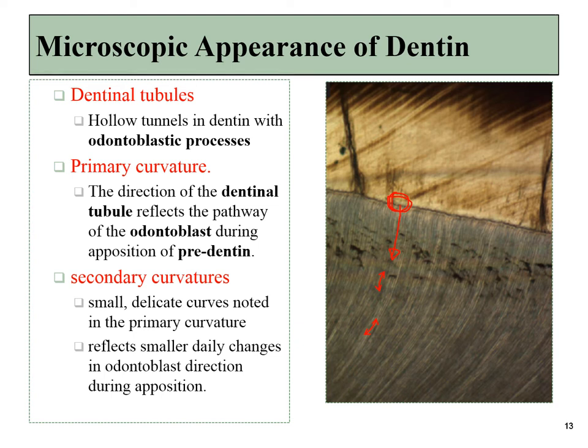Dentin, therefore, by not having a grain that can be easily split, is a lot stronger. And that's the clinical significance of these two different types of curvatures.